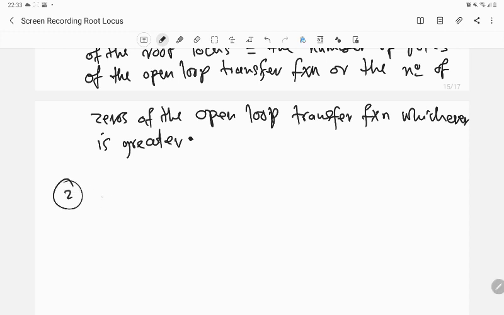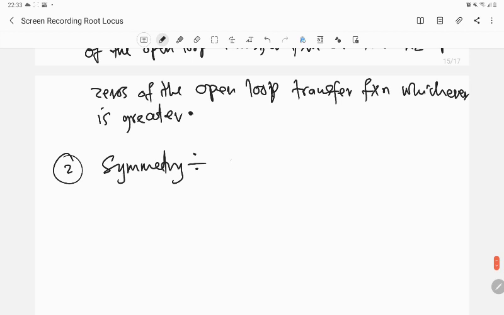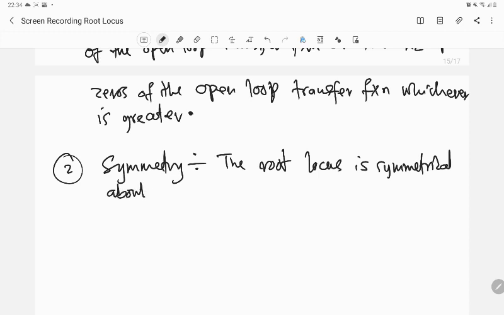The second principle we will study is the principle of symmetry. And when we start sketching, we will see that the root locus is symmetrical about the real axis.